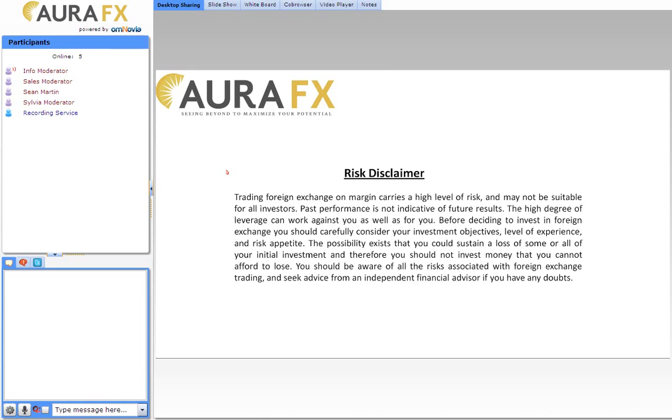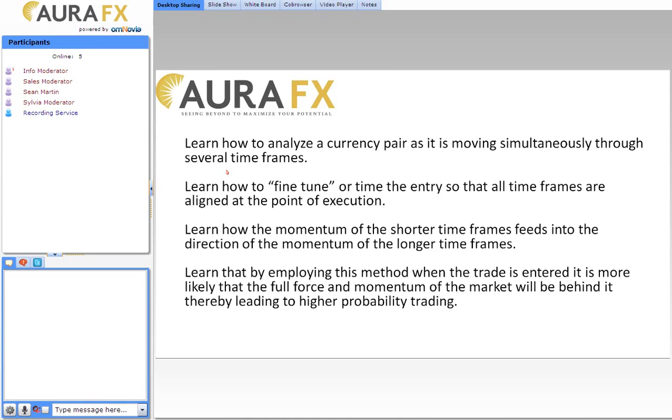Now what we're going to do here over about the next 45 minutes is learn how to analyze a currency pair as it is moving simultaneously through several time frames. We want to learn how to fine-tune or time the entries so all time frames are aligned at the point of execution.